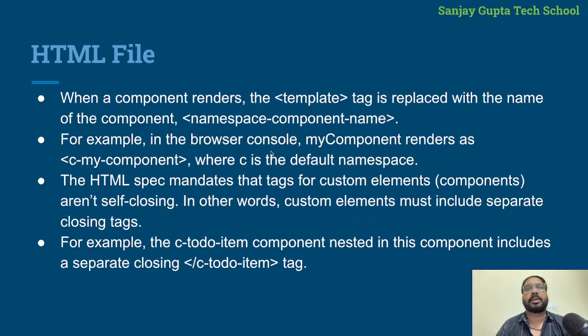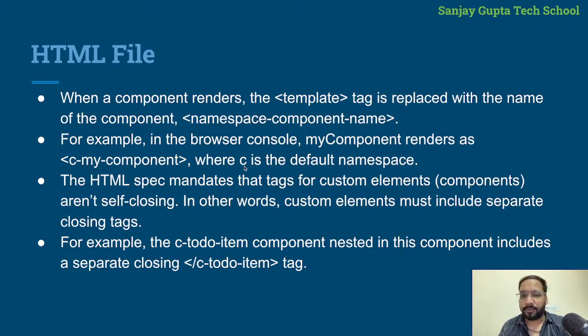For example, in the browser console, my component renders as c-my-component, where c is the default namespace. A few people are wondering what a namespace is. A namespace is basically a location where all your components reside automatically by default, right? The namespace name is c, so whenever you use any component, you need to use this. In Aura also we use this namespace as c, right?